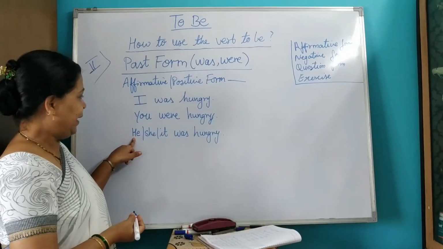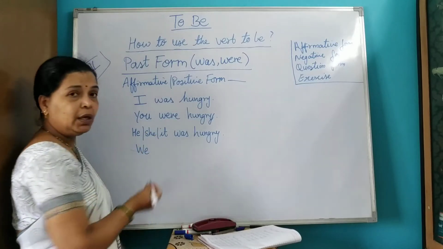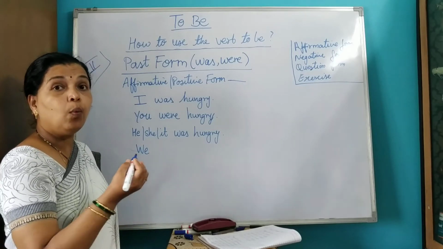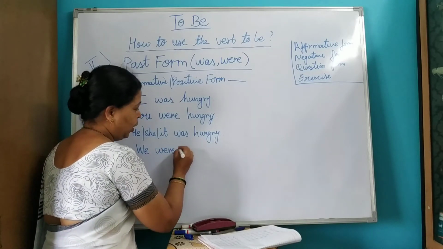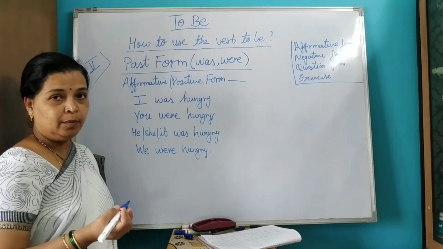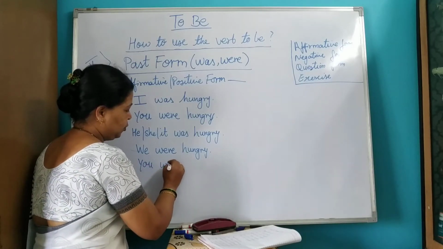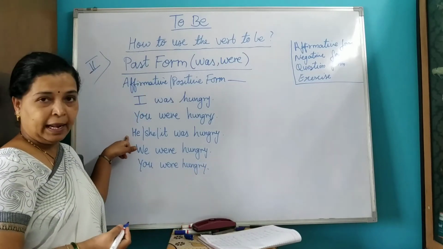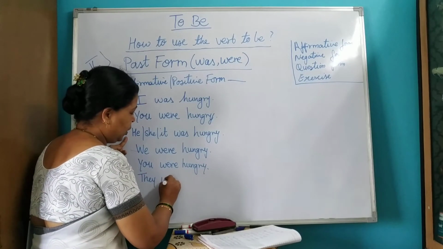Got it? Then, plural of I, we. We, what do we write? Was or were. Which one is correct? Were. So, we were hungry. Then, plural of you is you. You were hungry. And plural of third person, they were hungry.